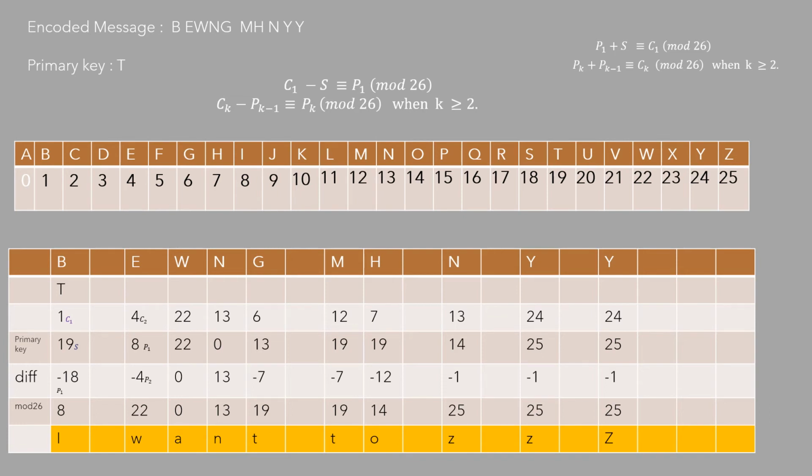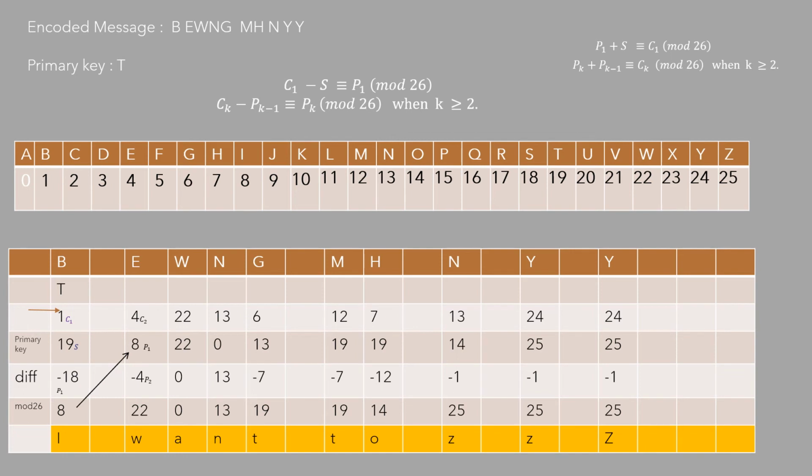Now the seed S is T. Taking the numerical value as 19, and subtracting it from the other, I get negative 18, which is my P1. So my C1 is 1. The number for S is 19. Subtracting 19 from 1, I get negative 18. Negative 18 is P1, but for the modular value, that is 8.